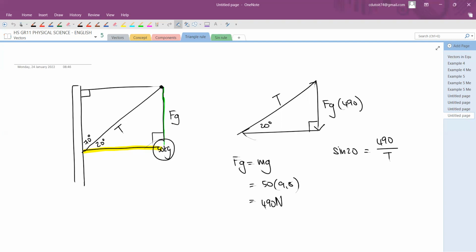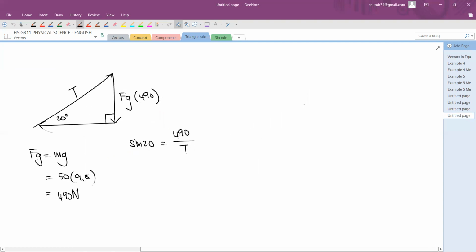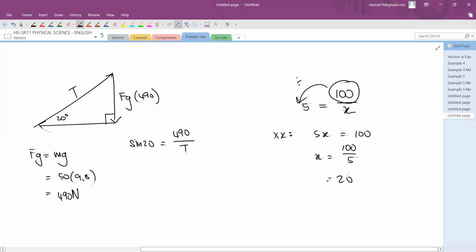432. Okay, so let's just make this equation simple. 5 equals 100 divided by x. So if we multiply by x through, then we get 5x equals 100, and then x equals 100 divided by 5, and that is 20. Or you can just say the top one divided by that one will give me the other bottom one.